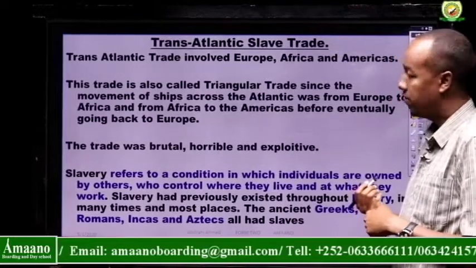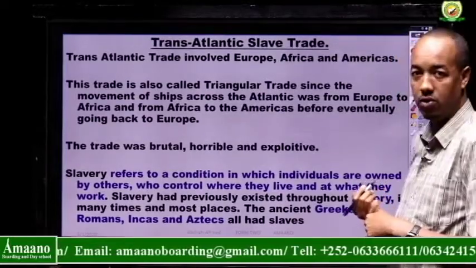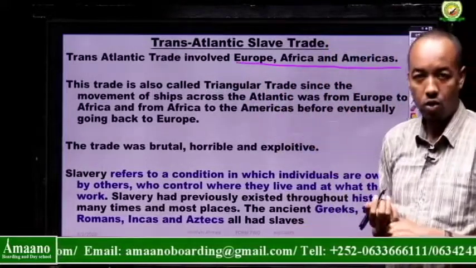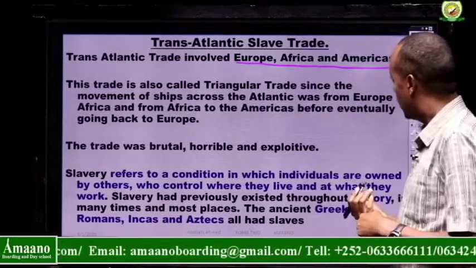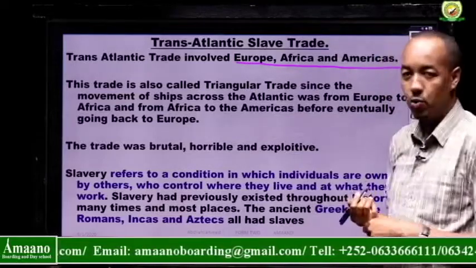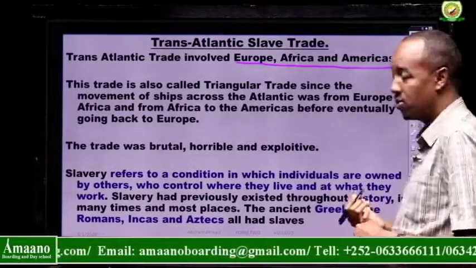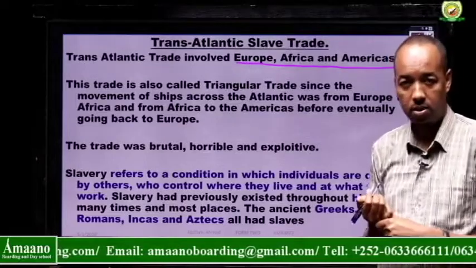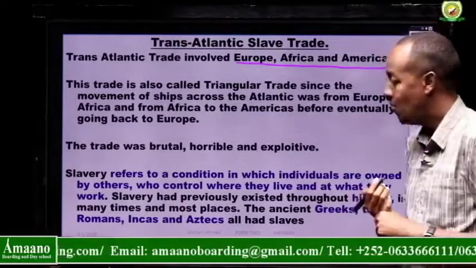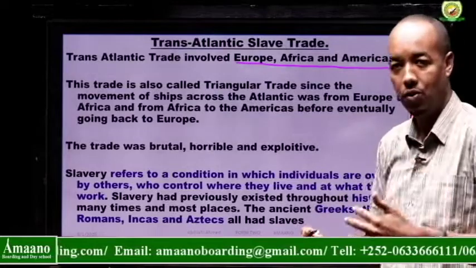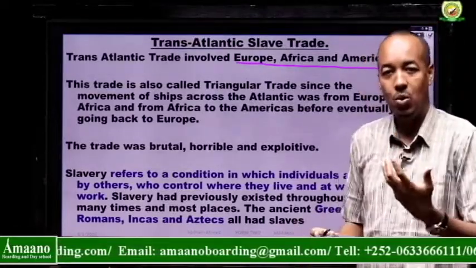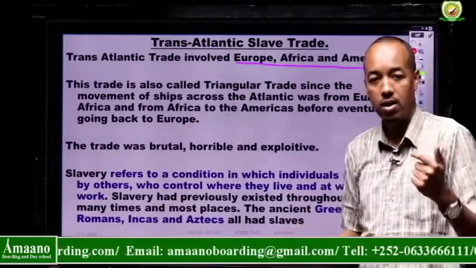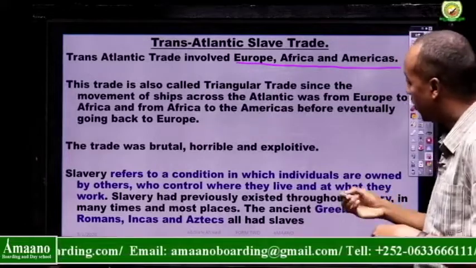The transatlantic slave trade involves three continents. What are the three continents? Europe, Africa, and the Americas. Slaves were taken from Africa, and they were taken to the Americas. When we say Americas, we're talking about North America, South America, and at the same time Central America. That is the name mostly used for the term New World. If you hear the historic term New World, it is talking about these three Americas: Central America, North America, and South America. So this trade is also called triangular trade.